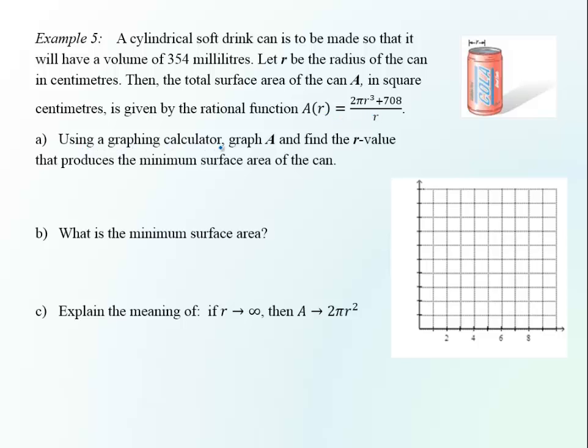Using a graphing calculator, graph A and find the r value that produces the minimum surface area of the can. So we really need to minimize this particular function. This is a good time for you to stop the video, plug the formula into the graphing calculator, and see how the shape will look. Then try to figure out what scale to use on the vertical axis, use the scale as on the diagram up to 10 on the horizontal axis, and graph the shape.